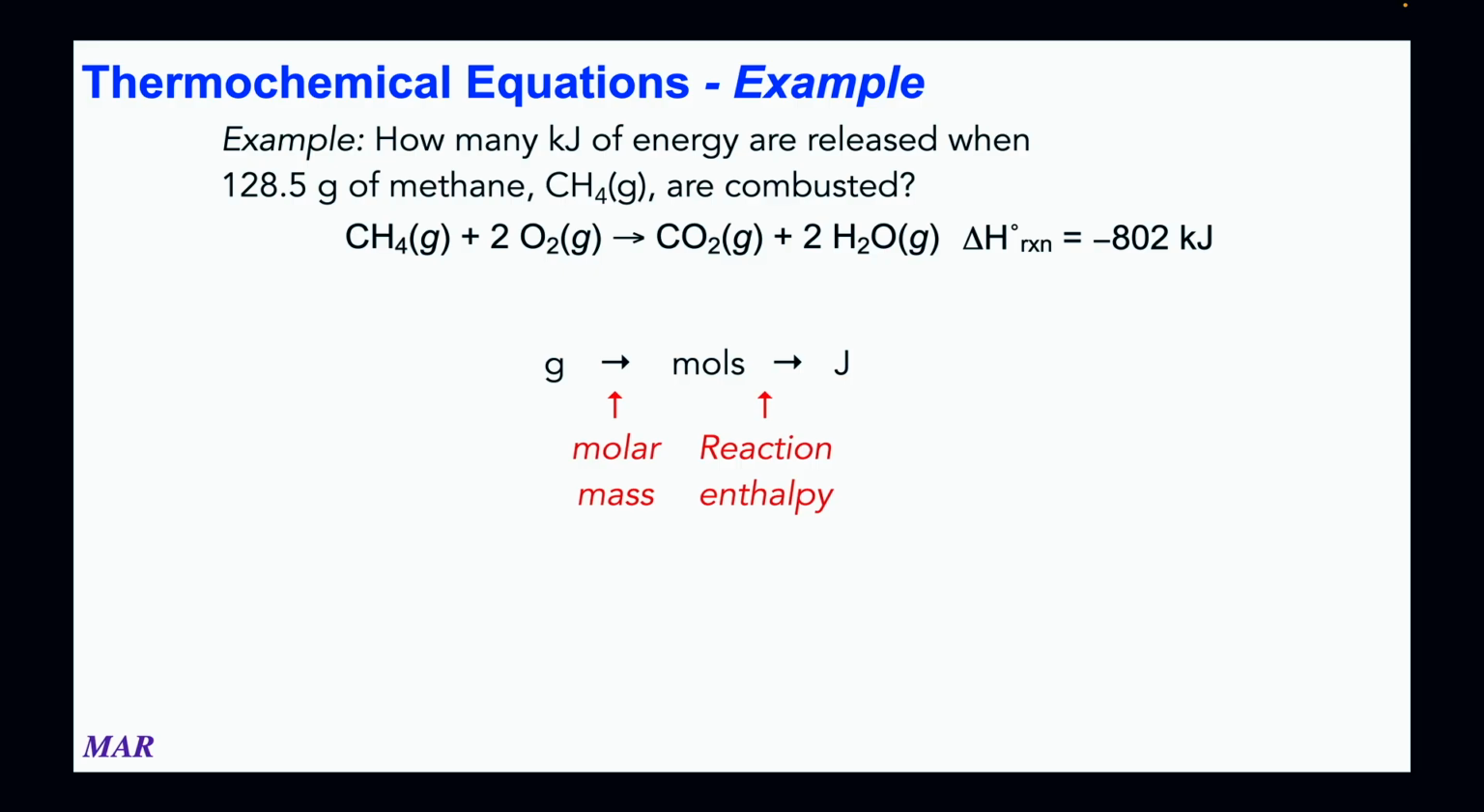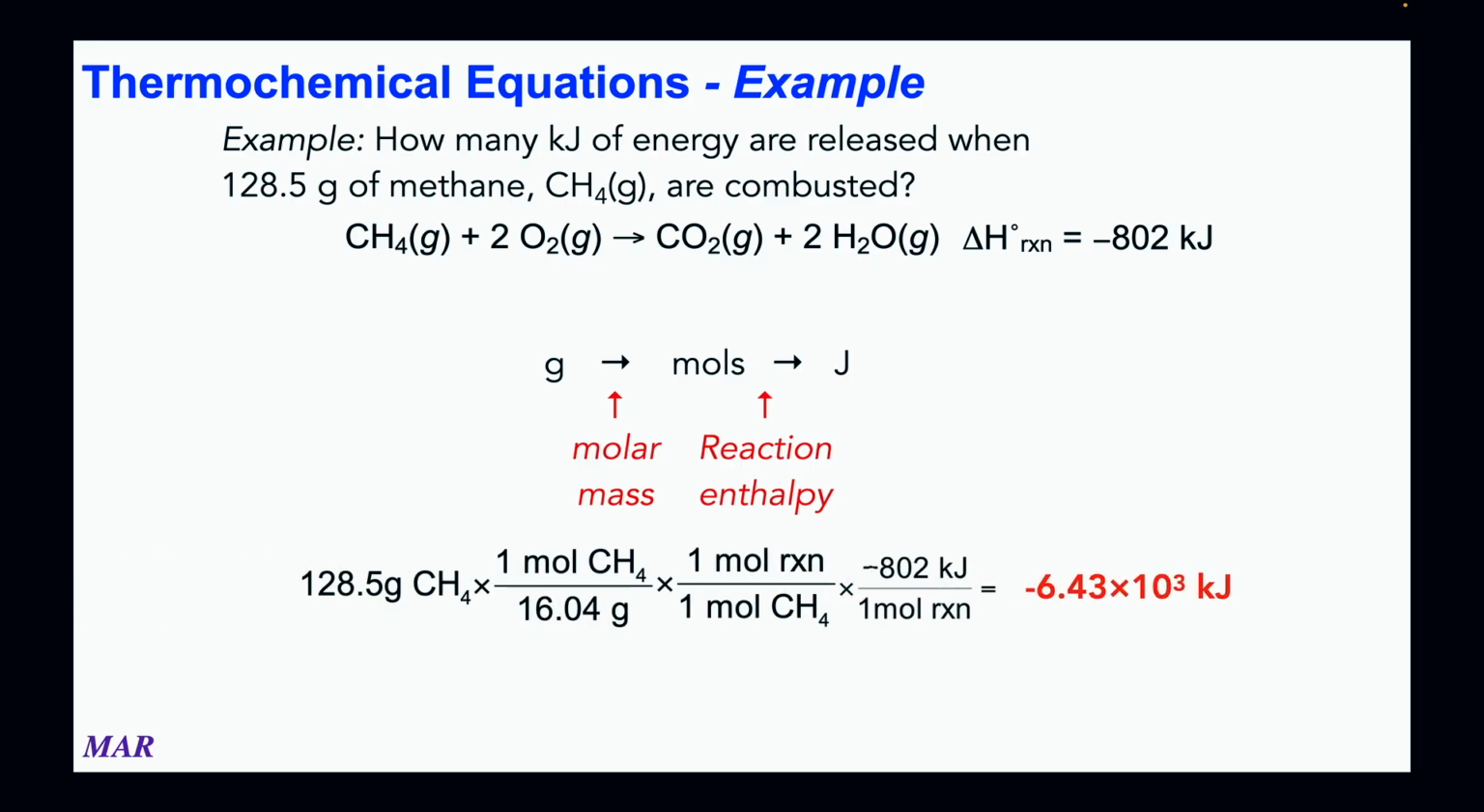And then we're going to use the fact that for every mole of CH4 that you burn, you're going to get minus 802 kilojoules of energy out. So what that looks like, you start with the grams of methane, turn grams of methane into moles. Methane's about 16.04 grams per mole. And then methane is part of the reaction. 1 mole of methane is in your one reaction, and 1 mole of the reaction is minus 802 kilojoules. So when you multiply all those things together, you get minus 6.43 times 10 to the third kilojoules of energy out. That's the energy released for burning 128.5 grams of methane.